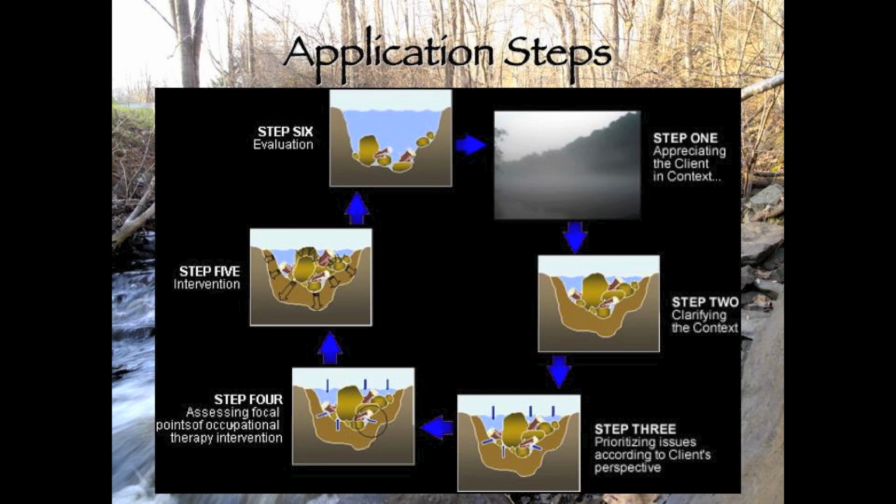There are 6 steps to the application of the Kawa model: appreciating the client in context, clarifying the context, prioritizing issues according to the client's perspective, assessing focal points of occupational therapy intervention, and finally, intervention and evaluation.